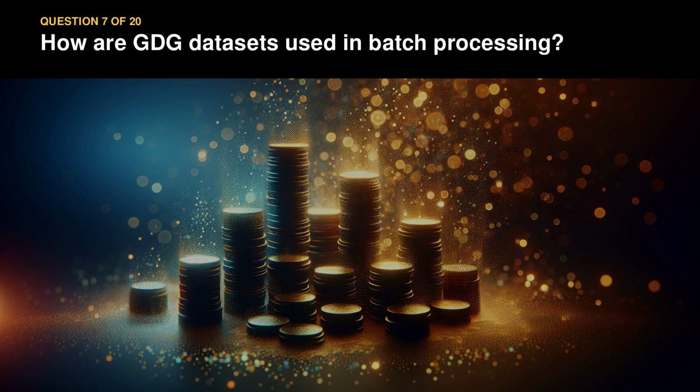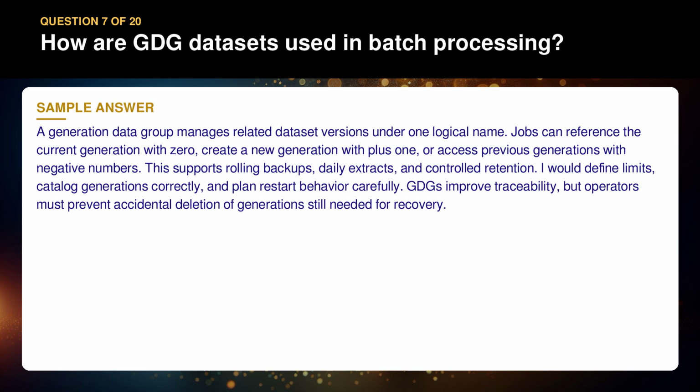Question 7. How are GDG datasets used in batch processing? A generation data group manages related dataset versions under one logical name. Jobs can reference the current generation with 0, create a new generation with +1, or access previous generations with negative numbers.